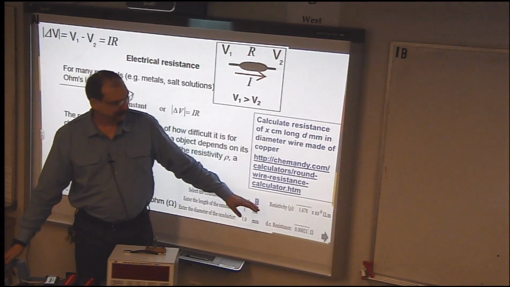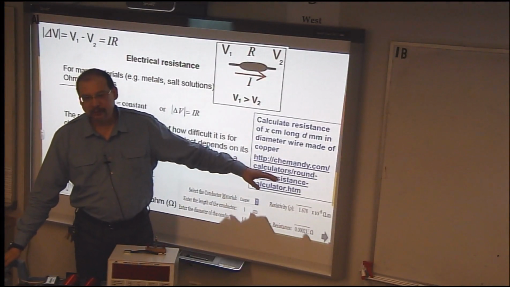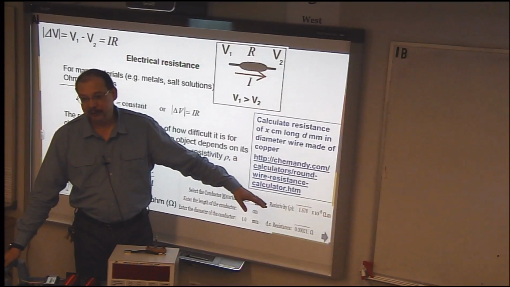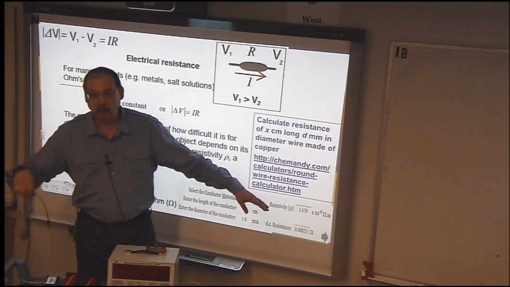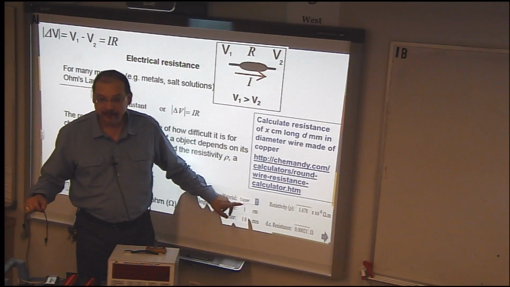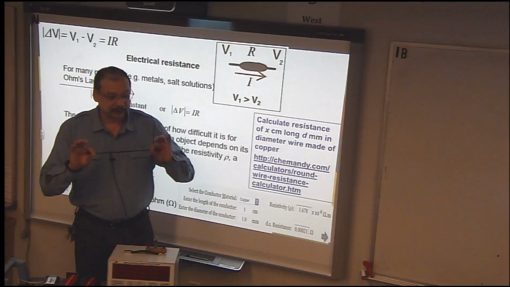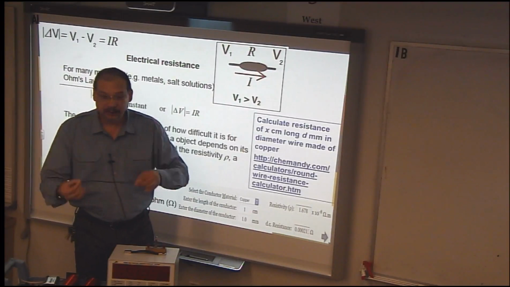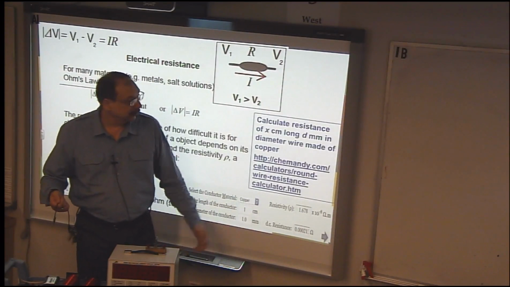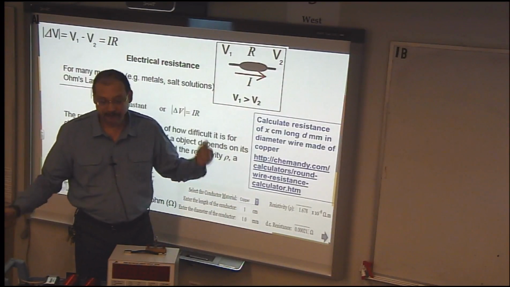Right now, if you want to, you can go online. And there is an applet which tells you the resistance of any wire of your choice. You can just choose the material, set the length of your wire, set the diameter, and read the number. That's it. How does it do? Well, it uses this equation.